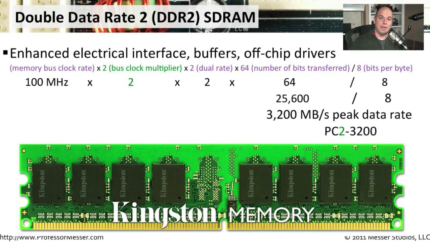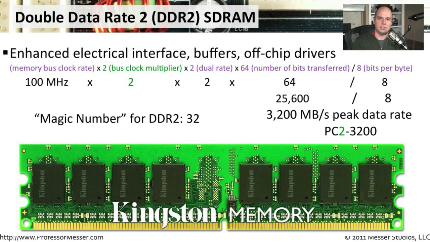Notice also that the type of module is called a PC2-3200. It's a PC2, not a PC. PC is DDR. PC2 is DDR2. That's how you designate the difference between those. And notice, because the bus clock multipliers changed, your magic number for DDR2, if you've not figured it out already, is 32.